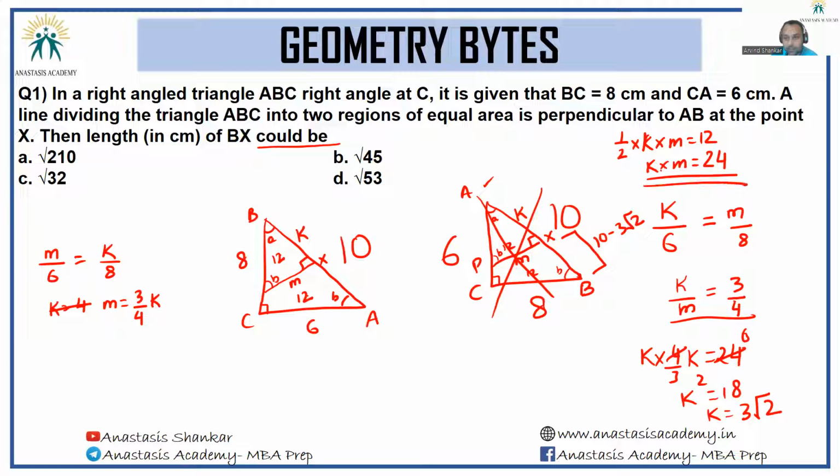So now I can still replace it. This K into M is 24, is still valid. So 3K by 4 into K is equal to 24. Cancel, cancel 8. So K square is 32 or K will be equal to 4 root 2. I do have this option available. So answer to this question should be option C, but it is a hint. It says could be. Had it been the length of BX is and there had been an option cannot be determined, that would be the right answer here.